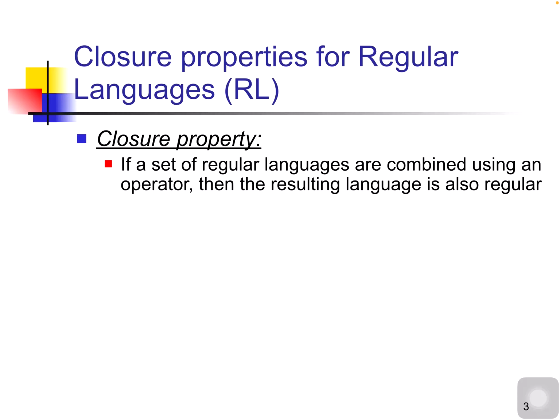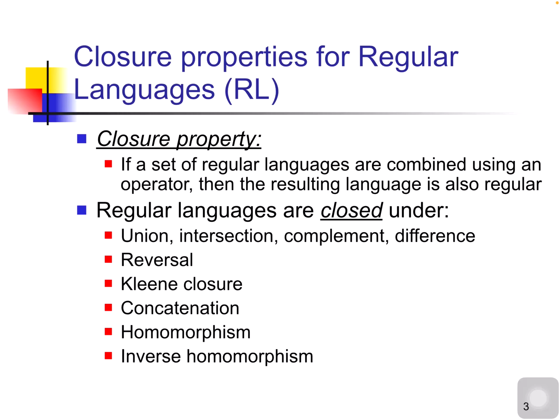So what are those closure properties? The first ones are union, intersection, complement and difference. Then there are more: reversal and Kleene closure, then concatenation, homomorphism and inverse homomorphism.